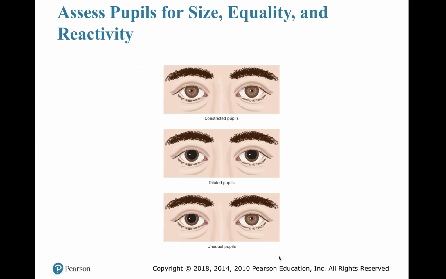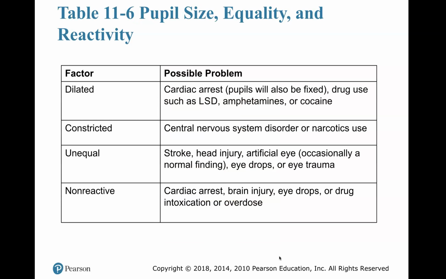At the top, you see constricted pupils, the middle is dilated pupils, and the bottom is unequal pupils. Pupils are a telltale sign of head injury. Again, table 11.6, pupil size, equality, and reactivity. You need to look at these and become familiar. A lot of different conditions can be going on here.